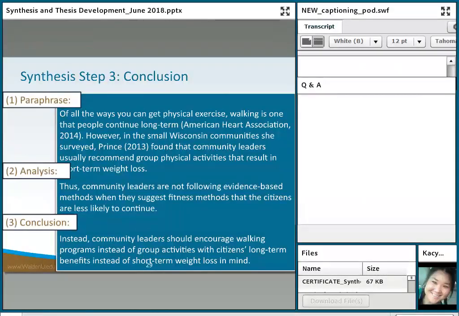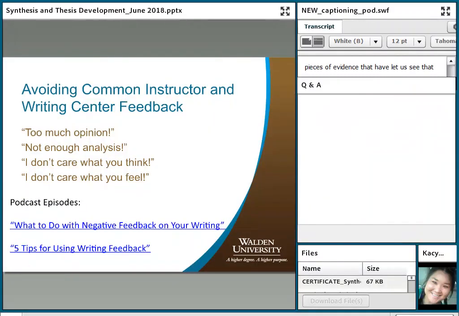We've given our analysis. And then one possible conclusion might be, community leaders should encourage walking programs instead of group activities with citizens' long-term benefits instead of short-term weight loss in mind. And I think I saw a few of you pretty much write that, but basically we're looking at these two pieces of evidence that have led us to see that community leaders are not using evidence-based methods, and this is our suggestion for what should happen, or this is what we want our readers to understand based on all this information we've just given.